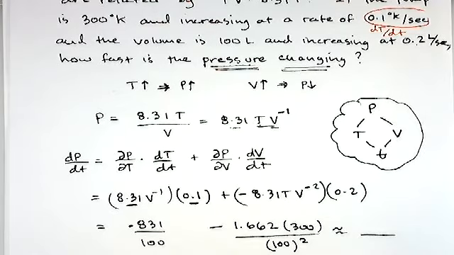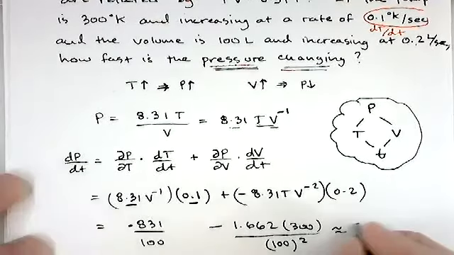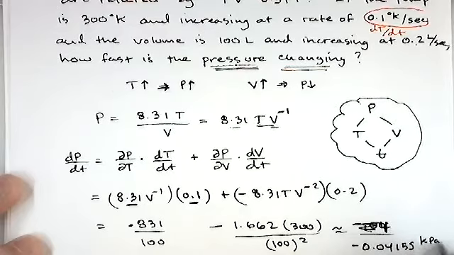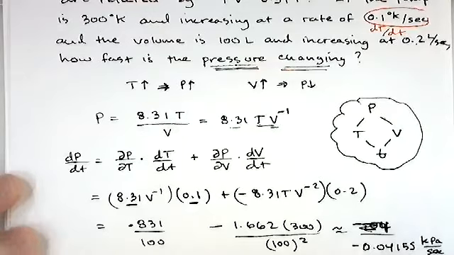I did this one earlier, and did I get an answer? I got a slightly negative answer, negative 0.00, nope, negative 0.04. .155 kilopascals per second. Yeah, that would have been my unit of time. Okay, I'm going to go straight to this problem.